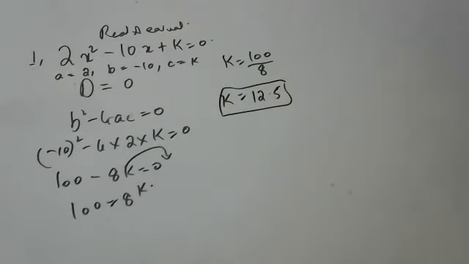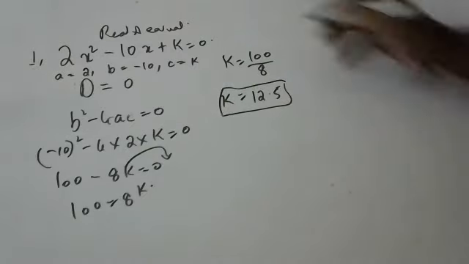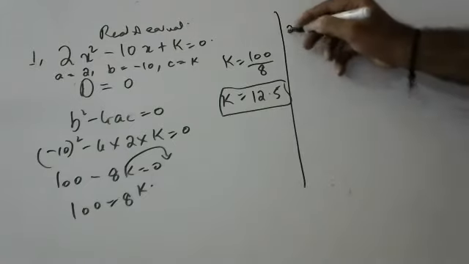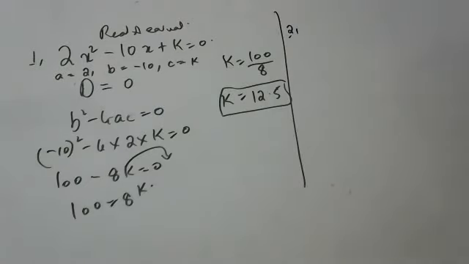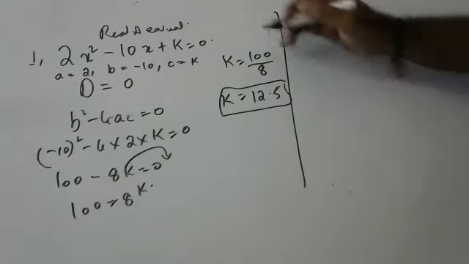Like this you should do, children. I hope you are feeling comfortable, children. Very easy sums, level 1 sums only, children. Level 2 sums tomorrow I will tell, children. Okay, one more sum, children. Real and equal roots. I am going to the eighth sum. All of you please check the eighth sum, children.